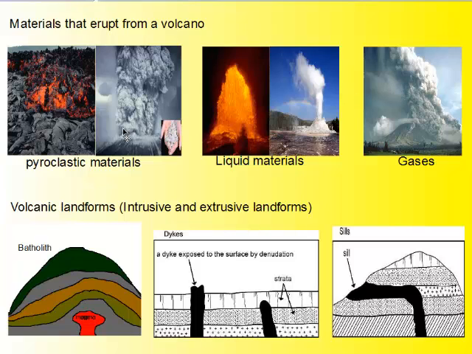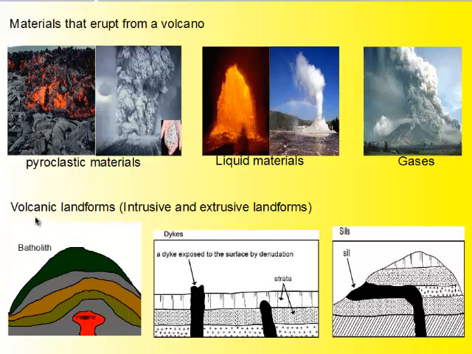We said the solid materials are also known as pyroclastic materials. We looked at some examples of pyroclastic materials, of which we said we have lava blocks, ashes. Then we looked at some examples of liquid materials. We talked about the magma and the gases. With the gaseous materials, we talked about carbon monoxide, carbon dioxide, hydrochloric acid, etc.